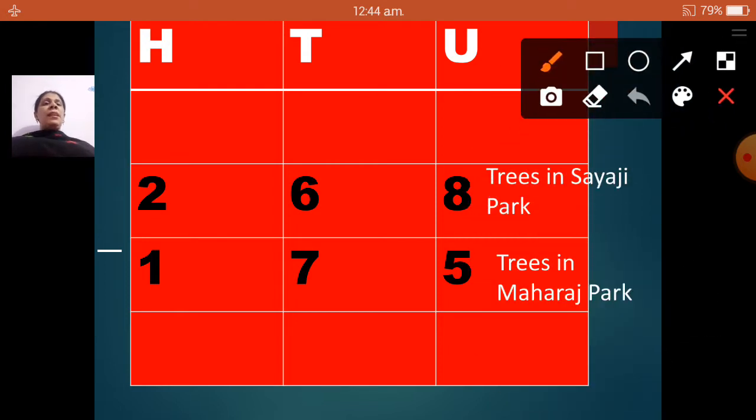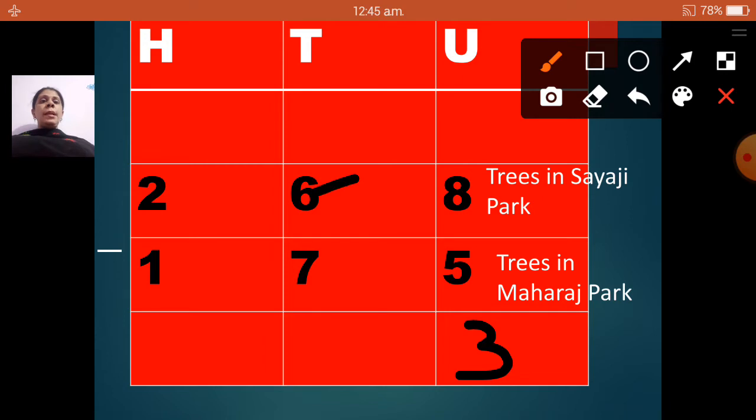Now 8 minus 5. Now children, 8 is a bigger number, 5 is a smaller number. So we can easily subtract 8 minus 5, correct? After 5, 6, 7, 8. So 8 minus 5 will be 3. Now the next numbers in the tens place are 6 and 7. 6 is a smaller number, 7 is a bigger number. So we cannot subtract 7 from 6.